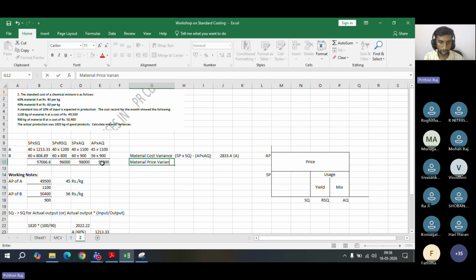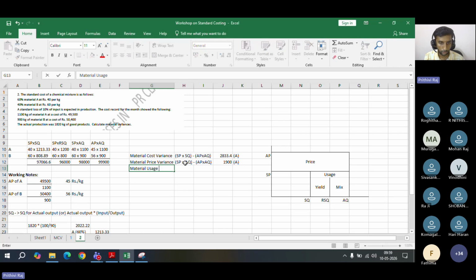Next, material price variance. Formula for price variance is this box: SP into AQ minus AP into AQ. Correct, right? SP into AQ minus AP into AQ. Similarly negative, so adverse. Then material usage variance.